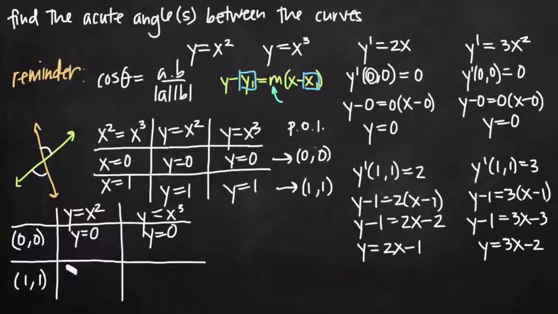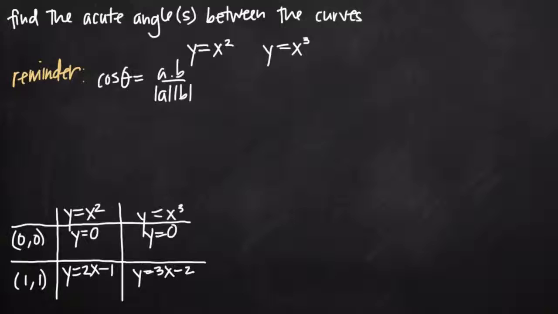These are my tangent line equations for each of these functions at the point 1, 1. So y equals 2x minus 1 and y equals 3x minus 2. Now, essentially, I'm looking for the angle between these two lines, y equals 0 and y equals 0, because these are my tangent line equations at the point of intersection here, 0, 0.